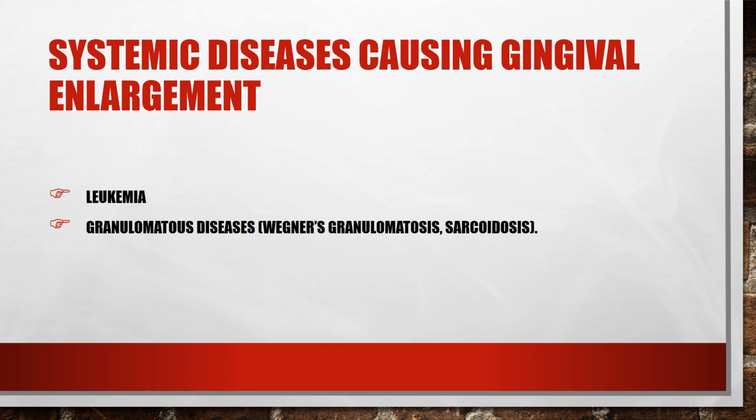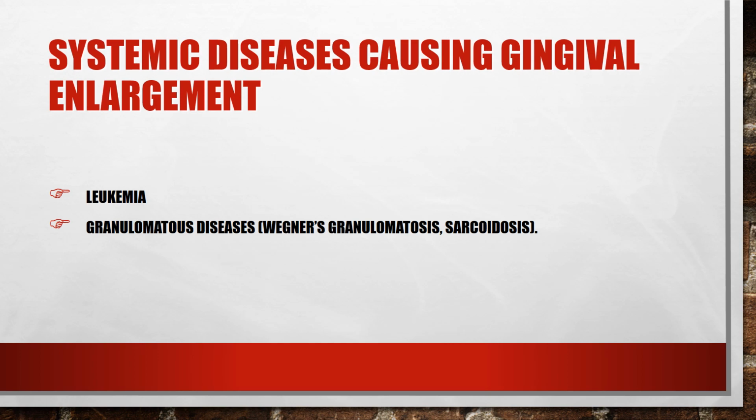Other than that, there are granulomatous diseases like Wegener's granulomatosis and sarcoidosis. Wegener's is a rare disease with lesions of the respiratory tract, in which you can see gingival enlargement, oral mucosal ulceration, and tooth mobility. It appears reddish purple and bleeds easily on stimulation. Whereas sarcoidosis is also a granulomatous disease of unknown etiology. It predominantly affects blacks and can involve almost any organ including the gingiva. It appears as a red, smooth, painless enlargement.